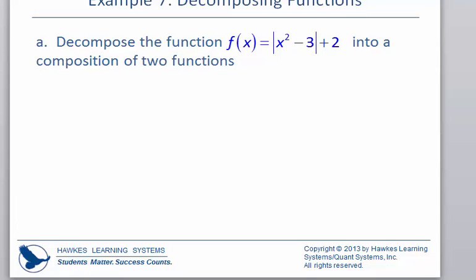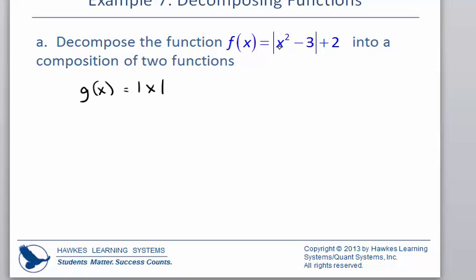Decompose the function f of x is equal to the absolute value of x squared minus 3 plus 2 into a composition of two functions. What we want to do is first notice which basic function our function is built off of. And that function in this case would be the absolute value function. So I'm going to go ahead and say that one of my functions, don't call it f since our original function is f, let's call it g. So our function g is going to be the absolute value of x.